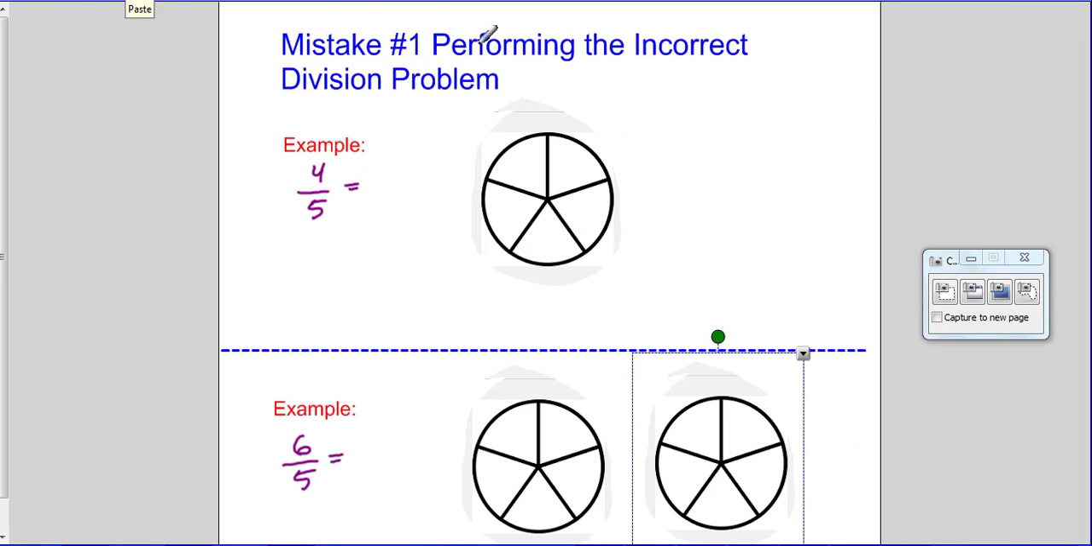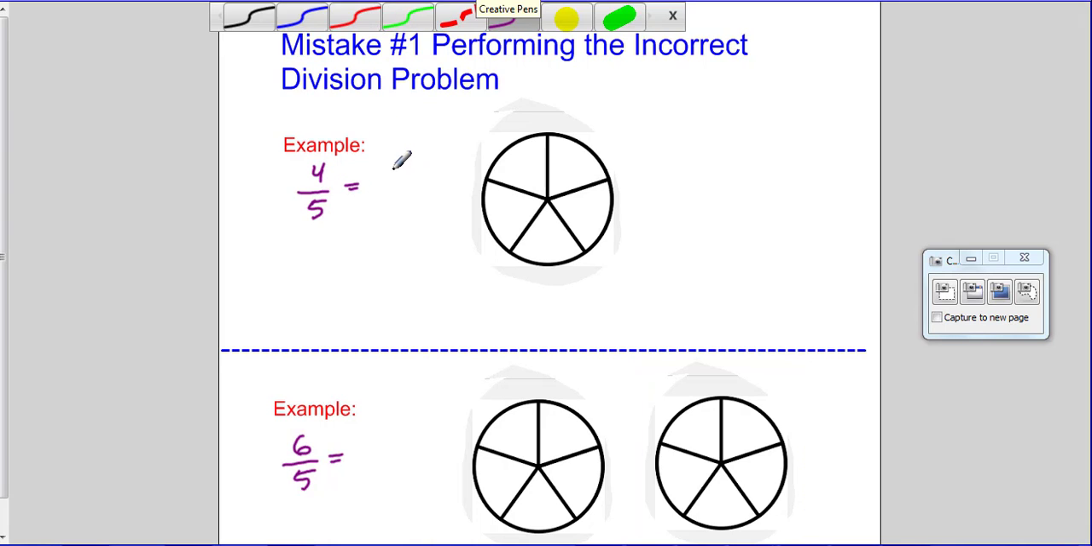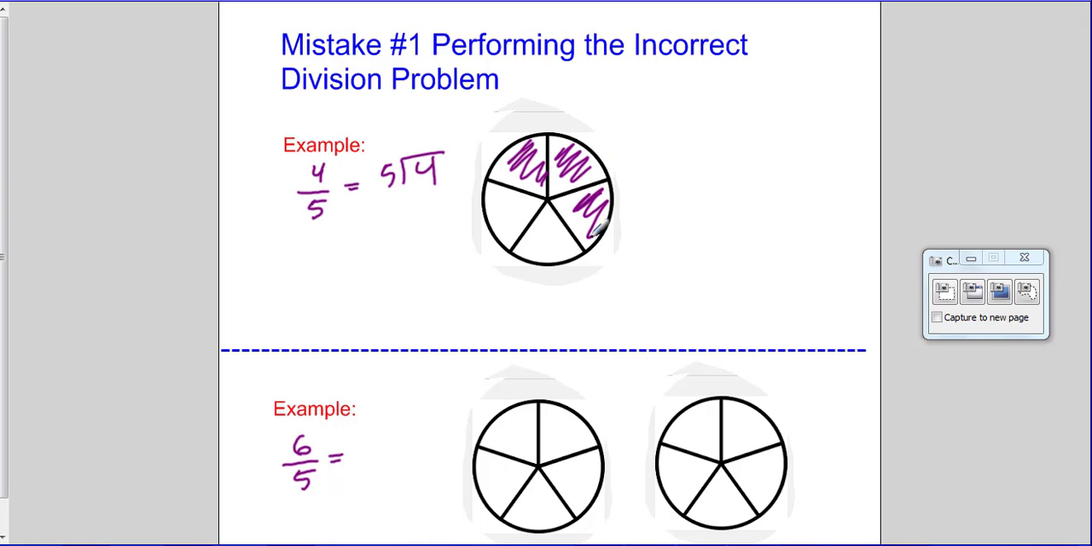So mistake number one in decimal division is performing the incorrect division problem. For 4 over 5, it should be 5 into 4, denominator into numerator, but students often do the wrong division problem. Well, 4/5 is a fraction that is less than 1.